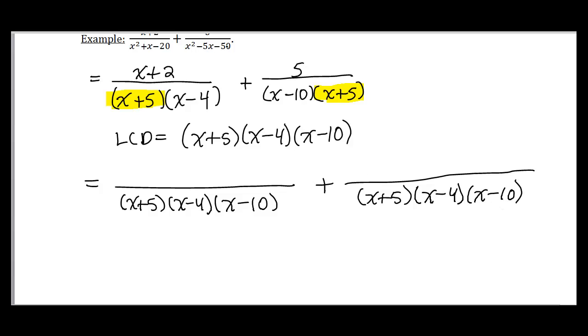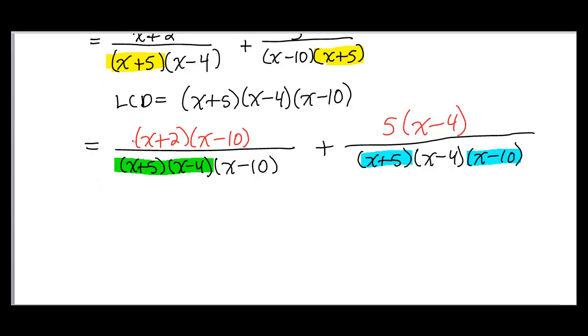All right, when I look at these, this denominator has the x plus 5 and the x minus 4. It does not have the x minus 10. So I'm going to have to take this x plus 2, and I'm going to have to multiply that by x minus 10. Okay? Similarly, this denominator here has the x plus 5 and the x minus 10. It does not have the x minus 4. So when I take that 5, I have to multiply it by the x minus 4.